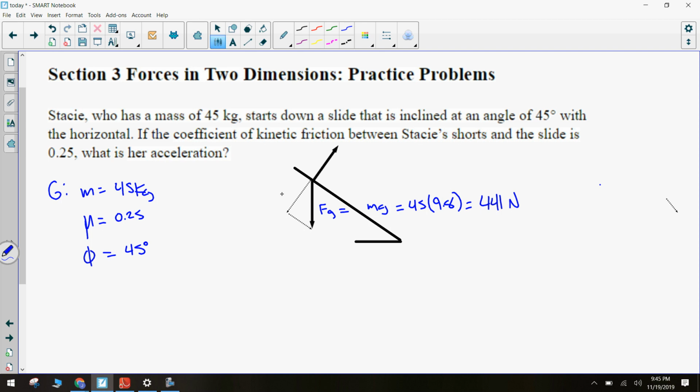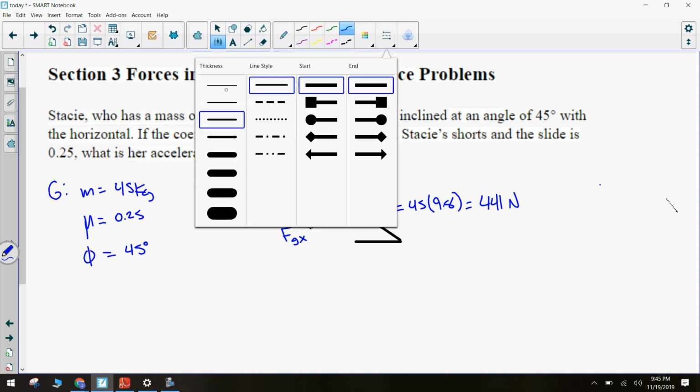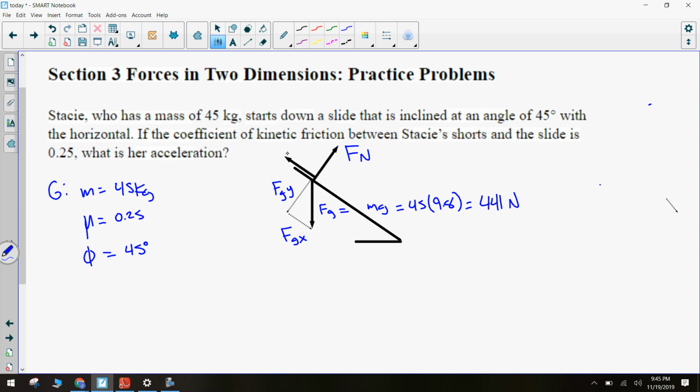Alright, this little component that I've drawn in with the dots, that's FGY. This one right here is FGX. This is FN. And if we're traveling down the slide, that means we have one more force that we need to put on here. It means if we're going down the slide, friction is going to push us up the slide. And so we'll label that little guy F.